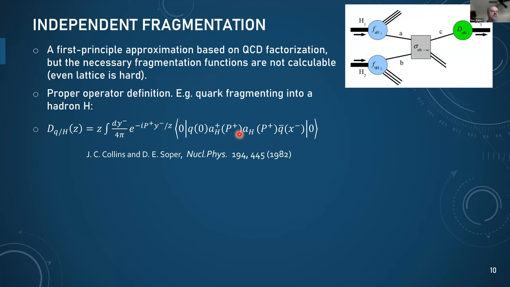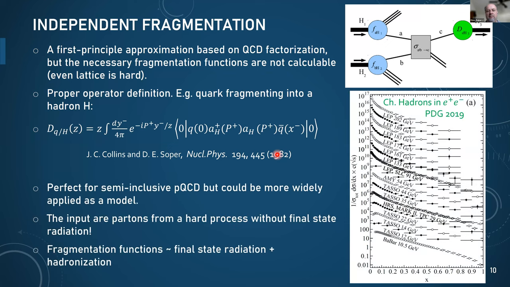So you're not very inclusive, in the sense that you're not measuring everything. This happens as a function of some momentum fraction that the hadron has with respect to the original quark or the original parton. It's most appropriate to use for things like deep inelastic scattering and production of hadrons, or maybe also in PP collisions. But in principle, treating it just as a model, not as something very first principle, you could apply it to other situations as well.